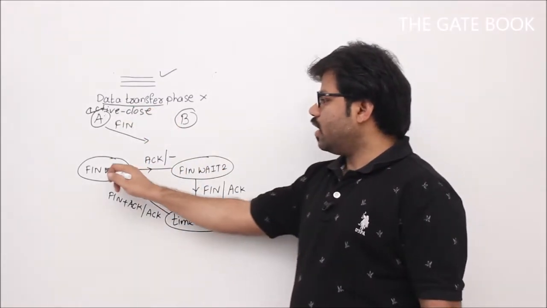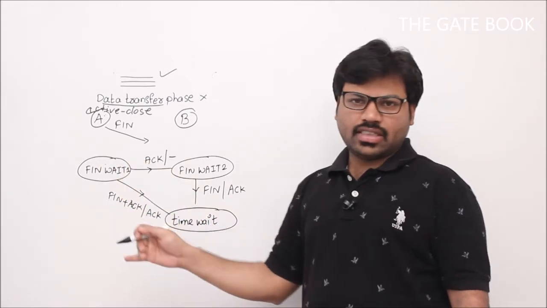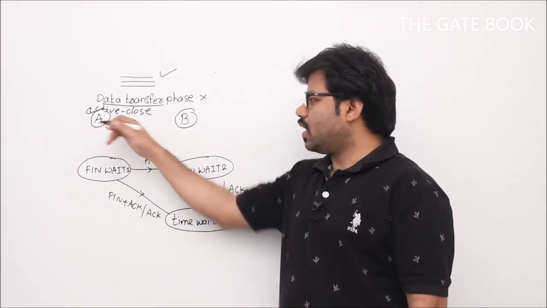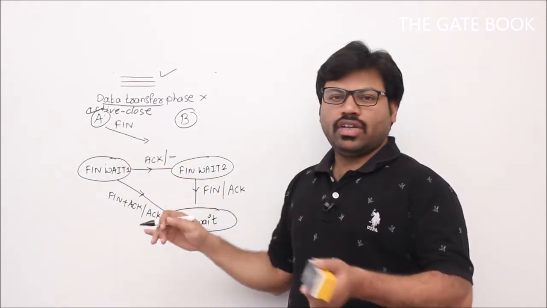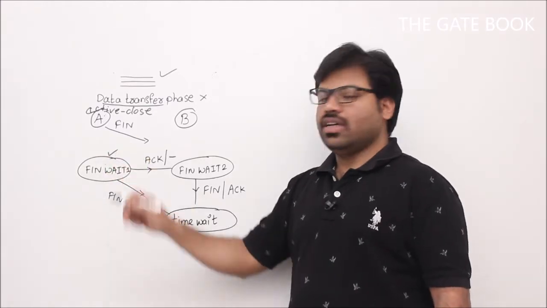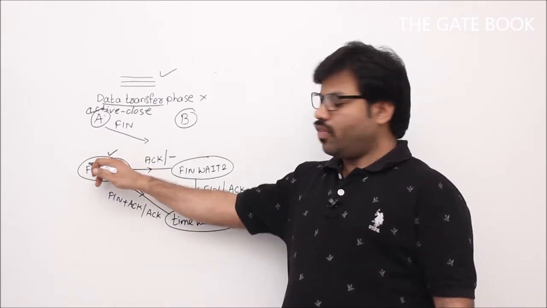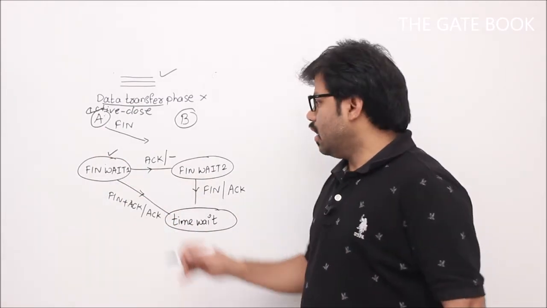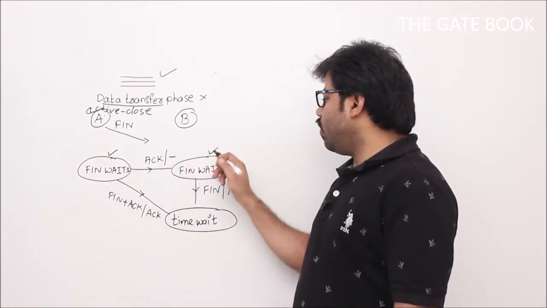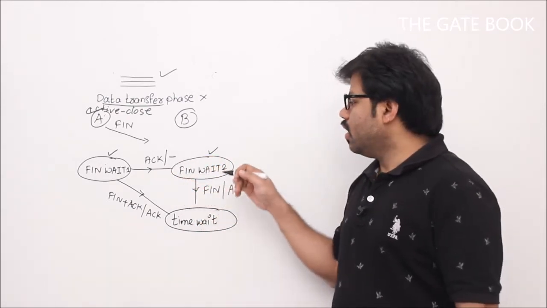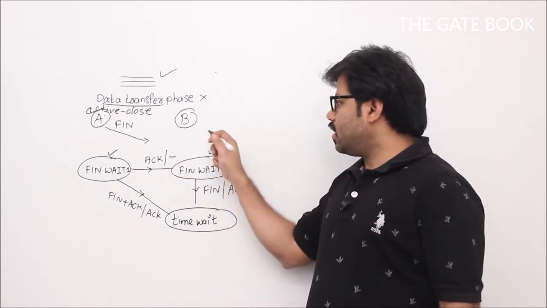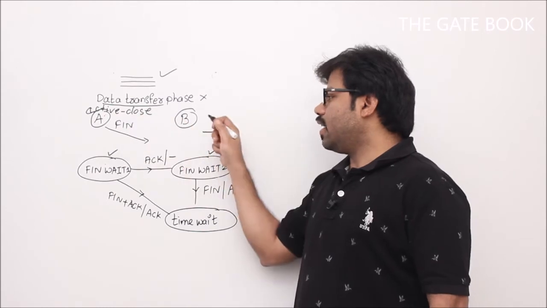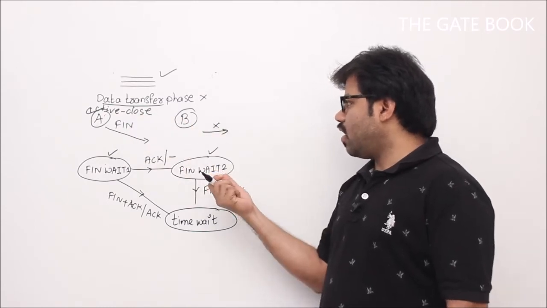Then what happens? A goes to the FIN_WAIT_1 state. If you see the transition, you understand. Whoever closes the connection becomes the active closer and goes to FIN_WAIT_1 state. In FIN_WAIT_1 state, you are expecting an acknowledgement for your FIN. If you get the acknowledgement, then you go to FIN_WAIT_2 state. Did you remember? This means one side of the connection is gone. A's side connection is gone, but B's side connection has not yet gone.